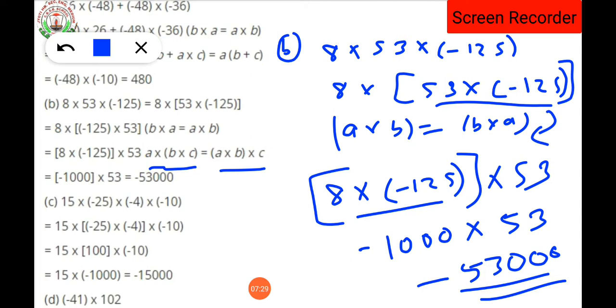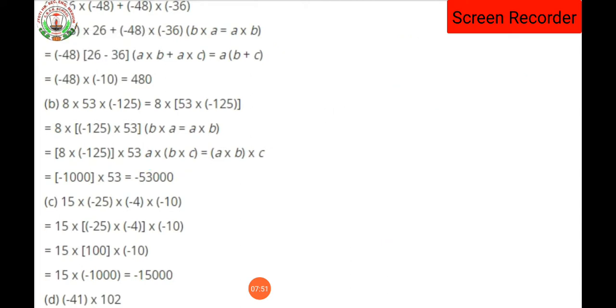So here we are going to use two properties, the associative property as well as the commutative property. The number 8 is multiplied with minus 125, and you will get the answer as minus 1000. Then minus 1000 is multiplied with 53, and we will get the answer as minus 53,000. Now you will ask me, teacher, why to use the property over here?